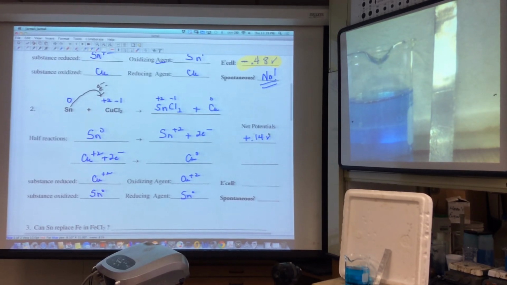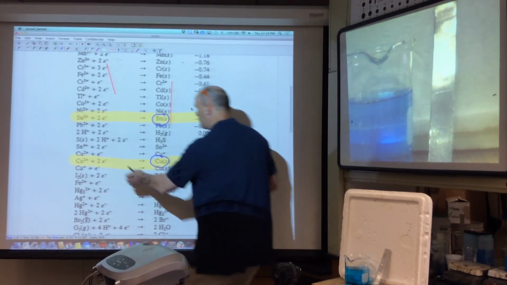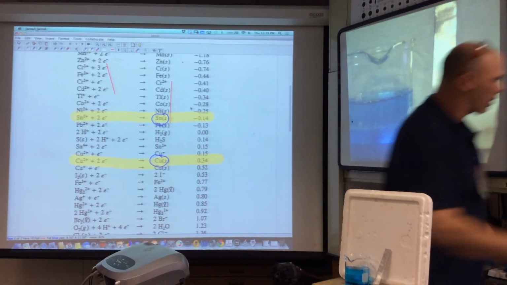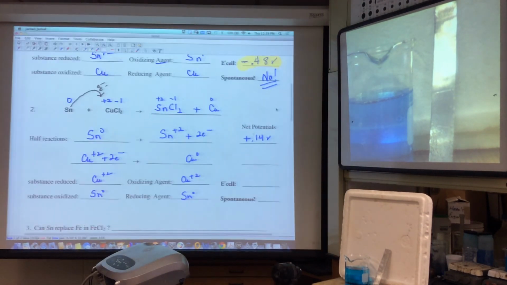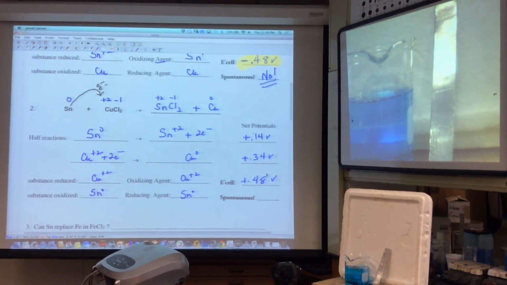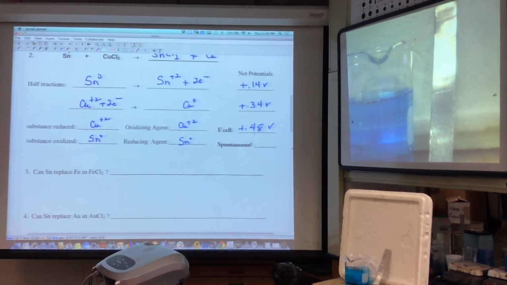What must be the copper if it's reducing? Copper reducing as written. Copper plus 2 reducing as written is positive 0.34. It's going to work. So it's positive 0.34, and then we add the voltages together, and we get a positive 0.48 volts. Is it spontaneous? Which means, does it work? And you say, yes. This will work.